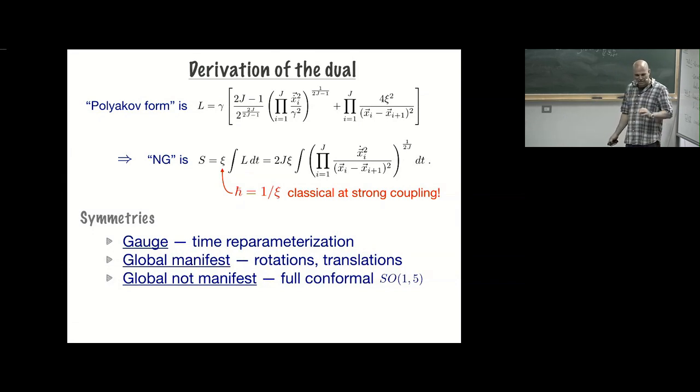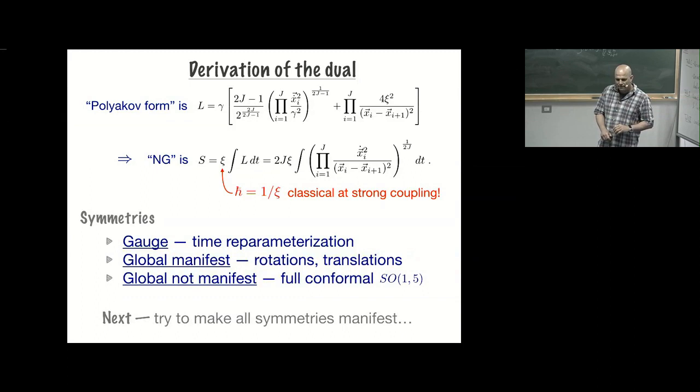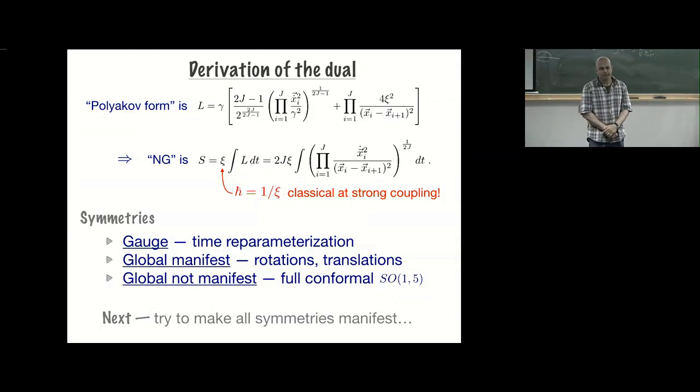So what I want to do next is to go to different coordinates, which would be embedding coordinates, that make all the symmetries manifest. J particles living with one line, one time at the same time. Yes.